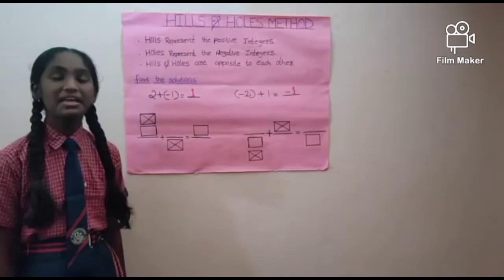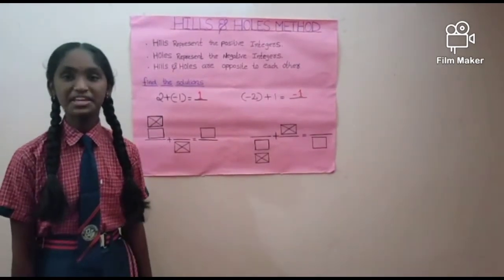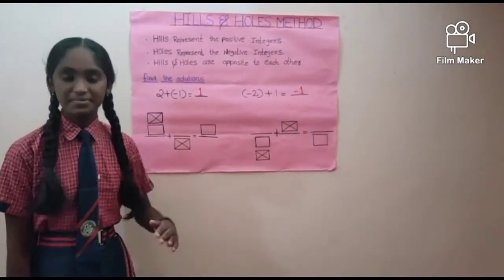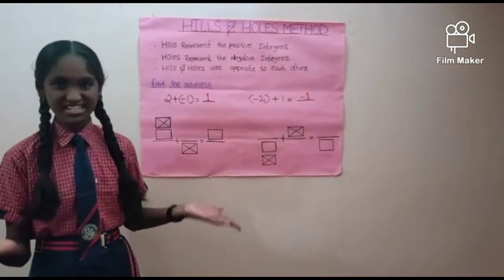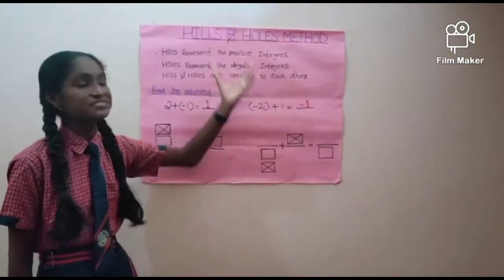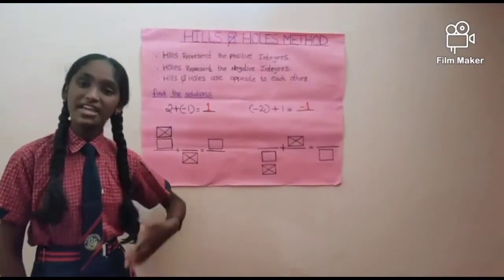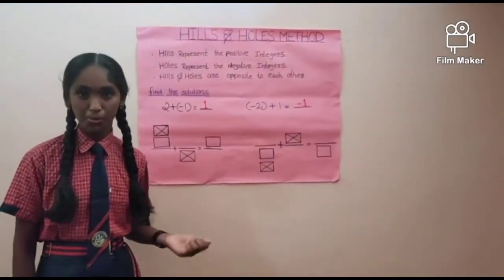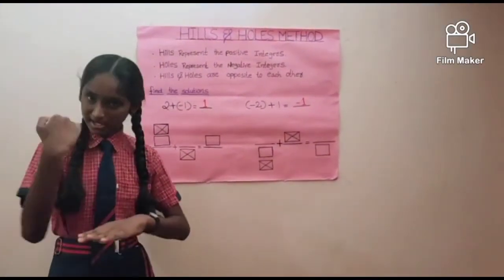In the last video we saw the absolute value method. The absolute value method is used for larger integers. Now the Hills and Holes method. We use the Hills and Holes method for smaller integers. We can use the integer number line also. So hills means above the ground level.